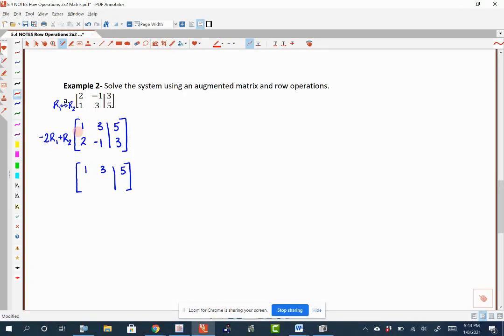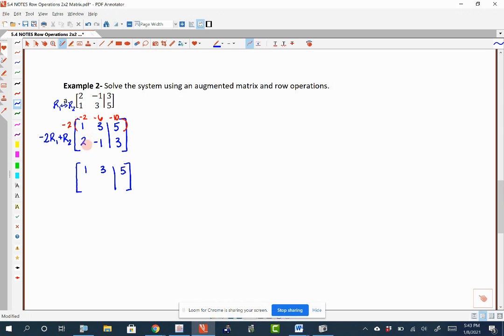So we're going to take the first row and we're going to multiply that by a negative 2. Negative 2 times 1 is negative 2. Negative 2 times 3 is negative 6. And negative 2 times 5 is negative 10. Those values I now need to combine with the values in my second row.